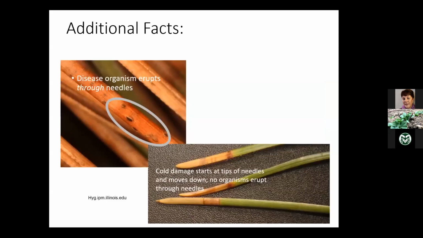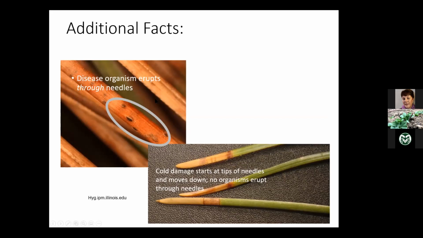Now, this is where I could tell you that if you are looking for needle cast disease on needle diseases on pines, you can see in this particular picture, in the upper left circle, fruiting structures of disease organisms, and we don't know which one this is, that are erupting through the needles. The cold damage starts at the tips and moves down. And we also see this margin edge, and we also do not see any disease organisms coming out of the needles itself.